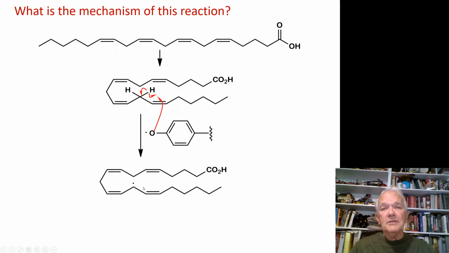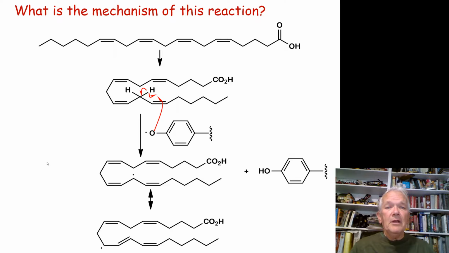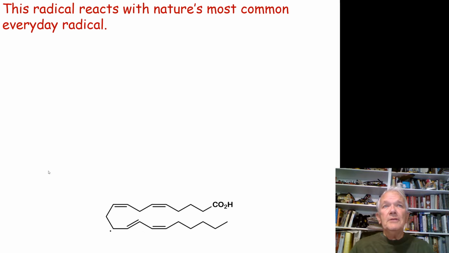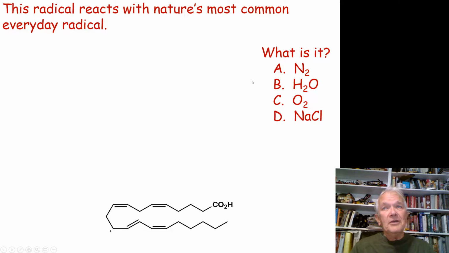Now this radical, of course, is delocalized over all these positions, and I'm going to redraw a different radical. This is just a resonance structure, because it's going to show you the center of reactivity. Now that radical at the bottom of the page is going to react with nature's most common everyday radical. What is nature's most common everyday radical? This is supposed to be a clicker quiz, but can you think of what it is before I get there? Here are some pretty silly choices. Dinitrogen, is that a radical? No. Water, is water a radical? No. Is sodium chloride a radical? No. Oxygen, is it a radical? Yes, in fact, it's a diradical.